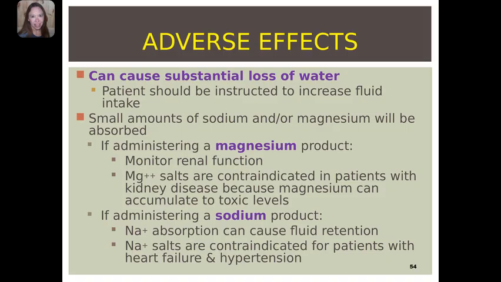Other adverse effects are small amounts of sodium and magnesium will be absorbed. So if we're administering the magnesium product, we need to monitor renal function. And those magnesium salts, they are contraindicated in any patient that has kidney disease. Why? Because magnesium can actually accumulate and become toxic within the body. Not a good thing. If we're administering a sodium product, sodium absorption can cause fluid retention. So now those sodium salts, they are contraindicated if we have a patient that has heart failure or hypertension.